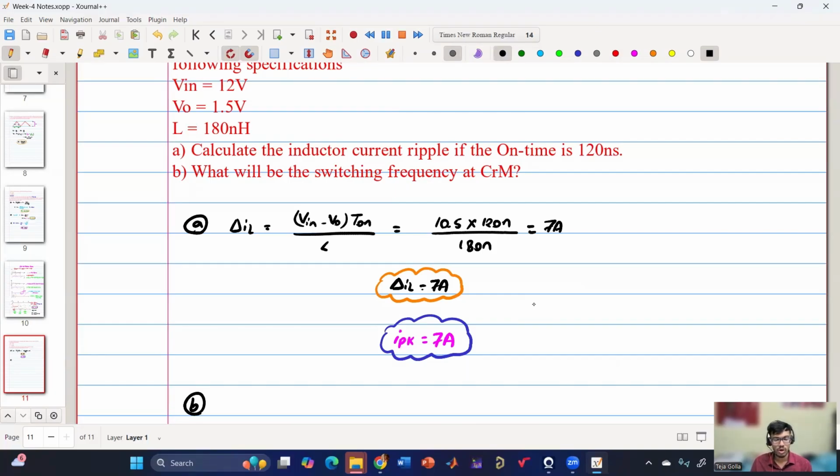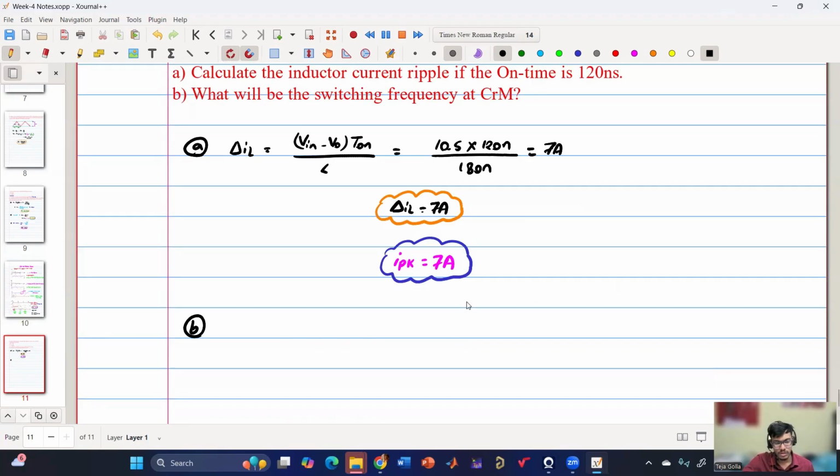So anyone, how to solve part B? Have you understood the question? Part B: what will be the switching frequency at CRM? So what is delta IL at CRM? I average minus delta IL by 2 equals 0, like that we can.